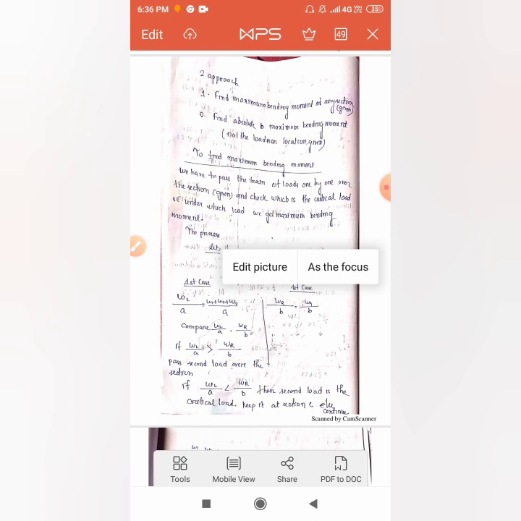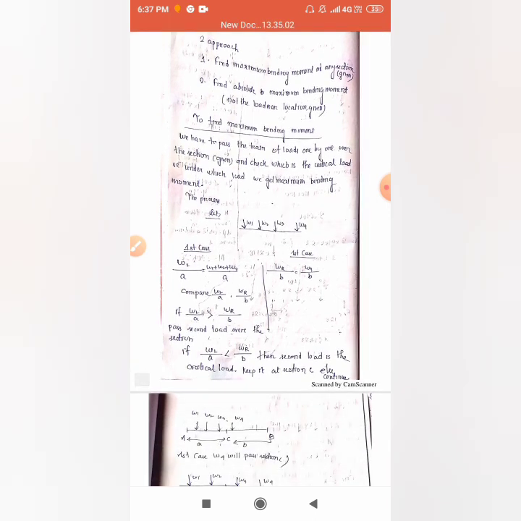I repeat, in the first case, the location we know, that means the section at which we have to find maximum bending moment. This will be given in our question. But we have to find the maximum. We have to find the critical load under which the maximum bending moment occurs. That means we have to understand which load we will keep at this section so that we will find maximum bending moment, right?